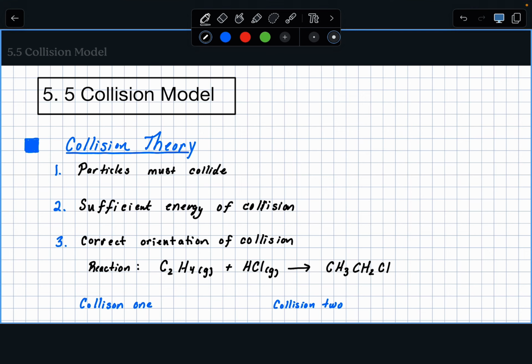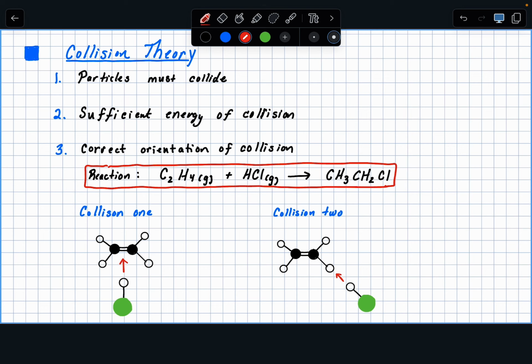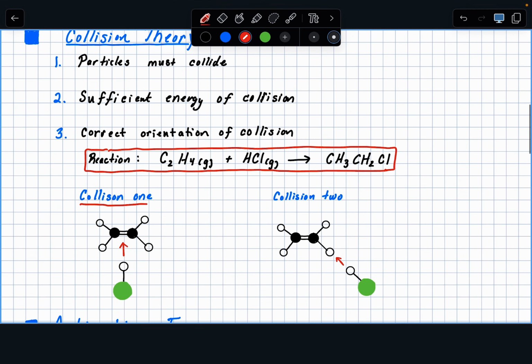So here is the reaction that we're going to look at. It's the ethene molecule reacting with hydrogen chloride gas, instead of hydrochloric acid, and then it's going to produce the other particle that we're creating here, which is an organic particle as a product. So I have two collisions here. Collision one is where the hydrogen is aiming towards the double bond in that ethene molecule, and collision two is where the double bond is not where the hydrogen is going at, it's actually going towards the other hydrogen.